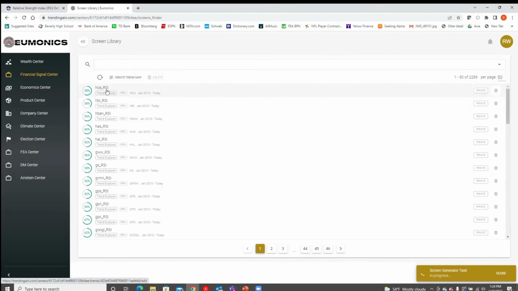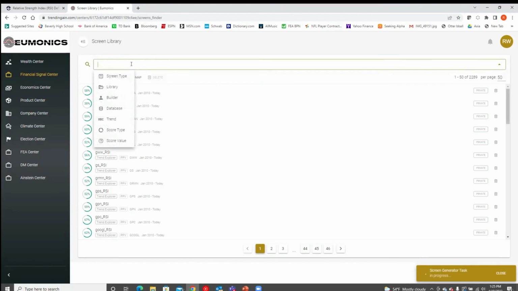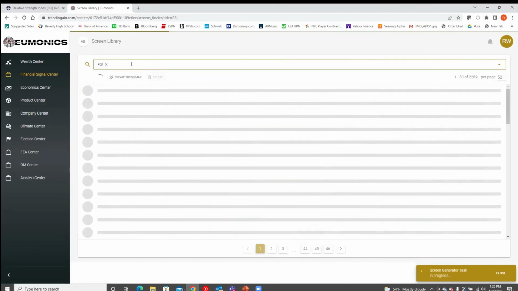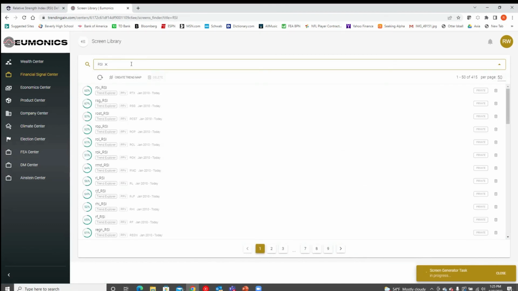RSI is the name that I gave the screen, so you'll see that RSI is appended to all these different tickers. We're almost done with the entire S&P. Actually, I don't know how far along we are. Let's do a quick check. I'll do a search for RSI and see how many of these we've generated. And we're up to 415. So we've almost completed the entire S&P 500.